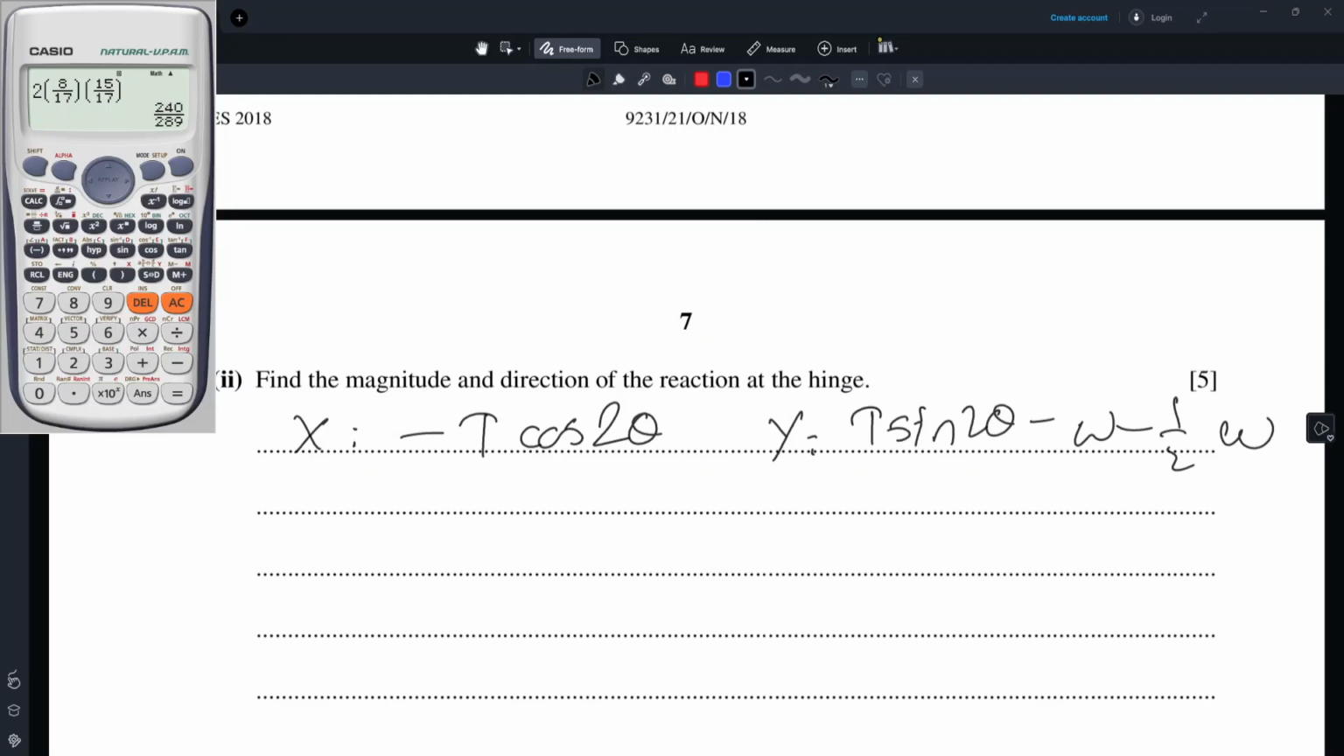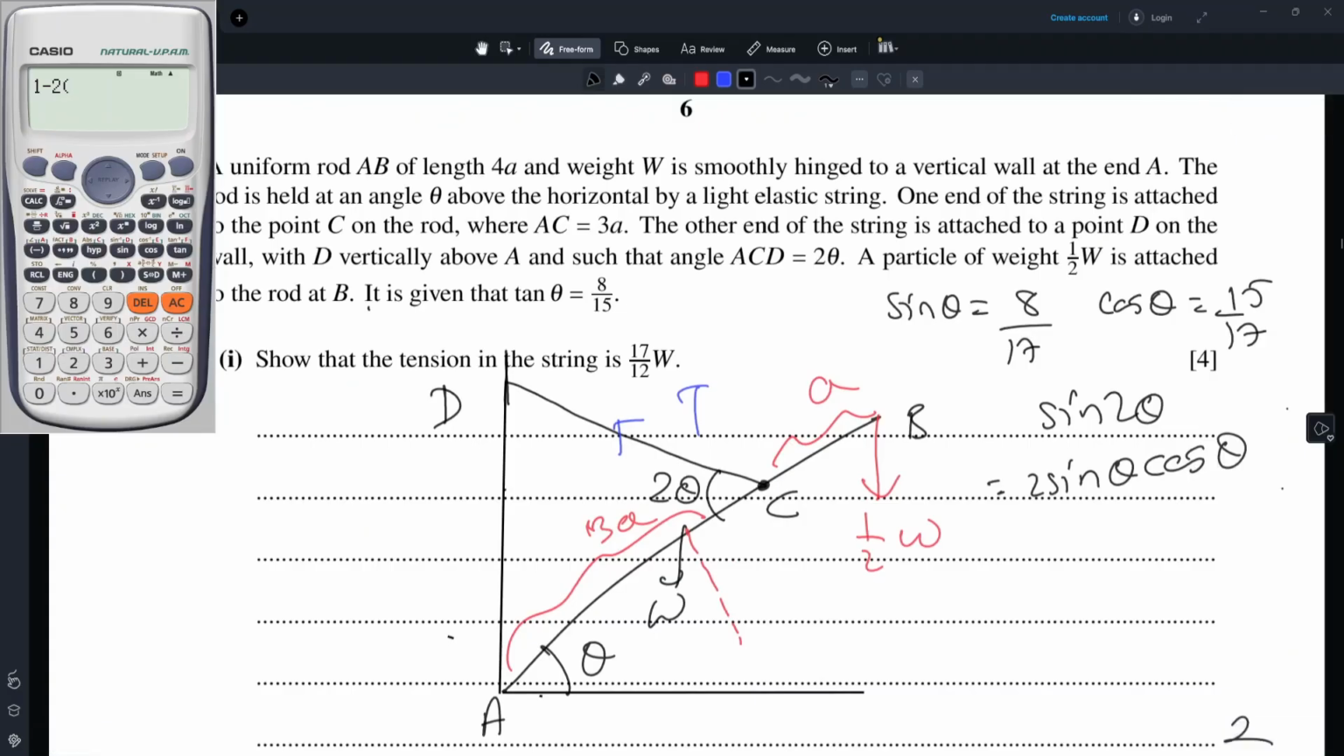So minus T cos 2 theta means this is supposed to be 17 by 12 and cos 2 theta, which means it's supposed to be 1 minus 2 sine 2 theta. What is it? 240 by 289. 1 minus 2, 240 by 289, whole square. Okay, this is 2 W.